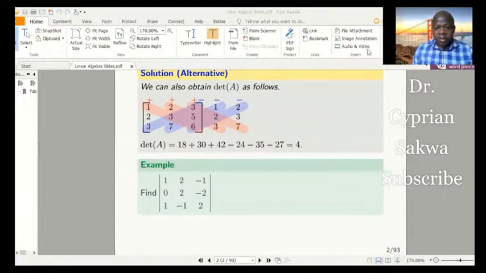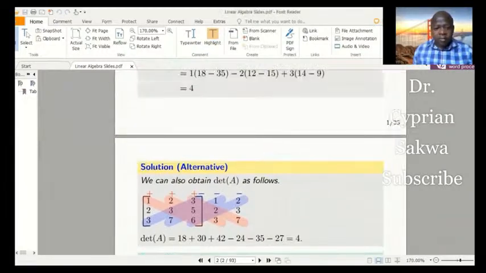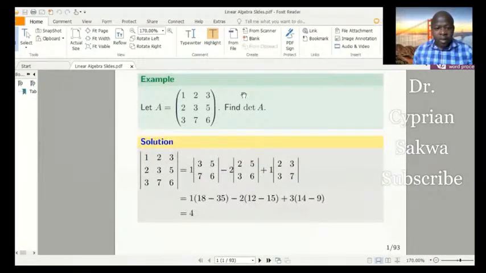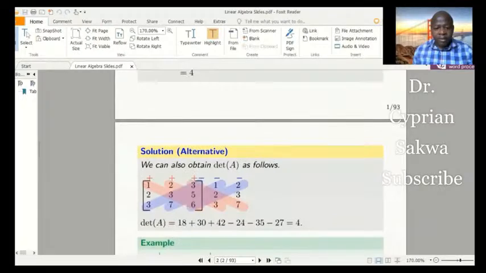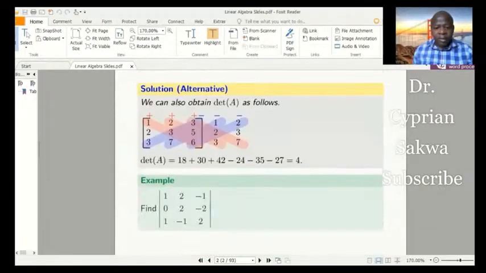Let me just confirm. The matrix that we were supposed to find the determinant of. Yes, 1, 3, 1, 2, 3, 2, 3, 5, 3, 7, 6. 2, 3, 5, 3, 7, 6. Yes, that's the matrix that we were given.